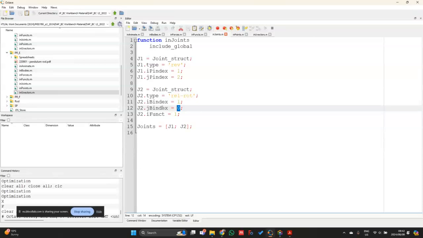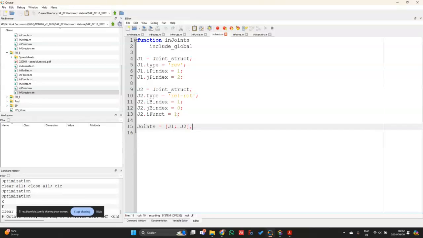Does it matter what order you put it in? No, it doesn't make a difference. I think it might just have an effect on the sign, if I'm not mistaken. But overall, your magnitudes and everything will remain the same. So yeah, that's fine. And then lastly, we also have j2.ifunct.